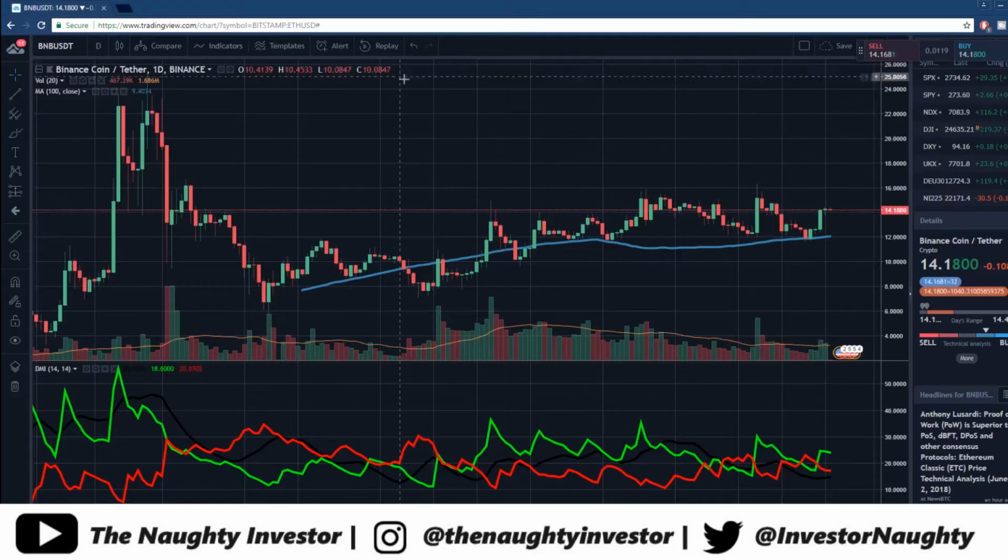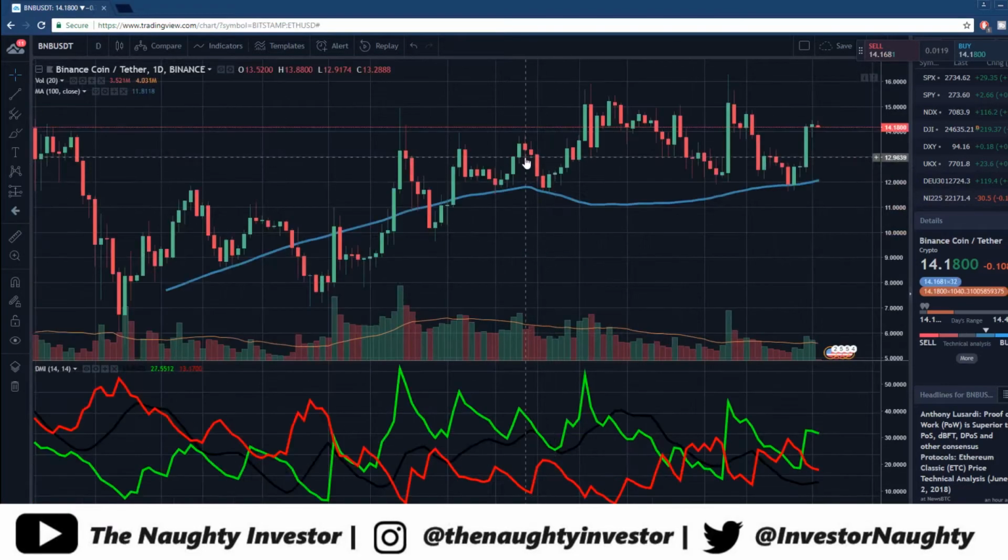But yeah, this is Binance Coin, and this is a coin that I really feel has a lot of potential. And I'm going to go over a few reasons why I am really happy with the outlook of this coin right now. Firstly, we're going to go over DMI. Now, DMI is an indicator I haven't really covered a lot on the channel. It's a little bit more advanced. It's kind of like a super upgraded RSI.